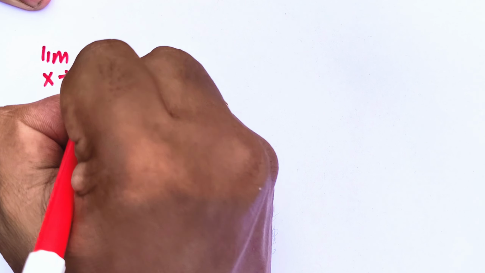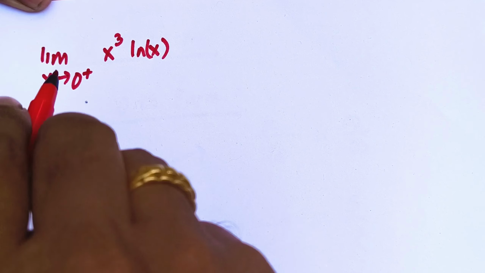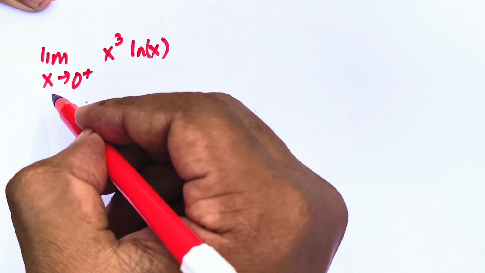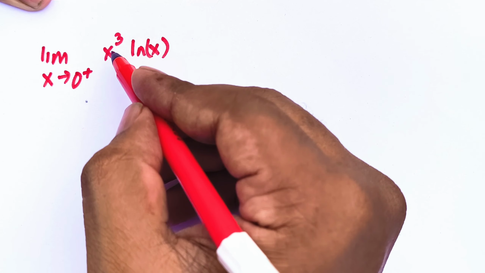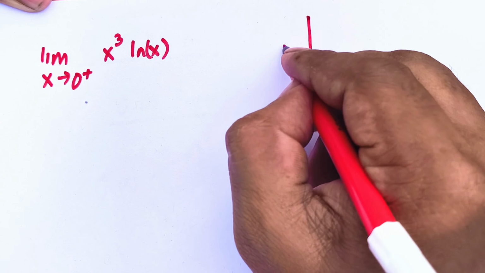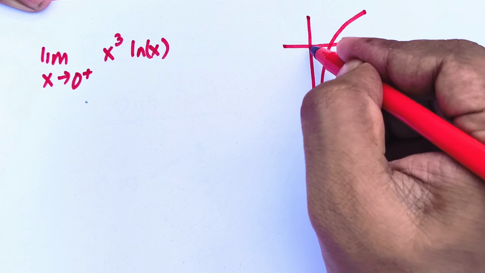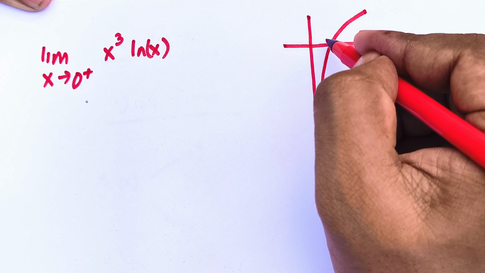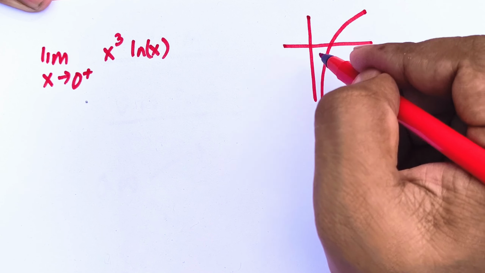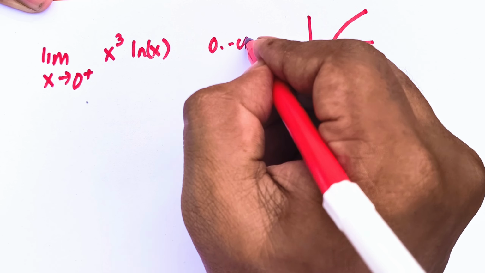Next we have the limit as x goes to 0 plus of x cube ln x. When x goes to 0 from the right side, x cube goes to 0, and where does ln x go? What is the graph of ln x? This is our graph of ln x. When you go to 0 from the right side, ln x becomes large and large, but in the negative, so it goes to minus infinity. So this is in 0 times minus infinity form.